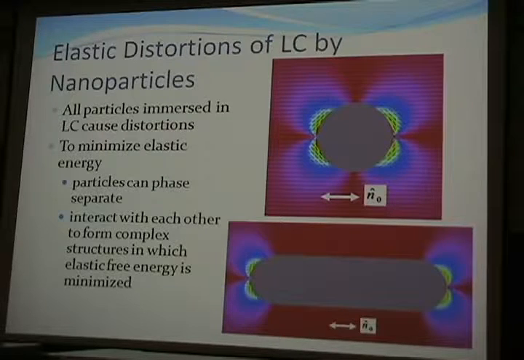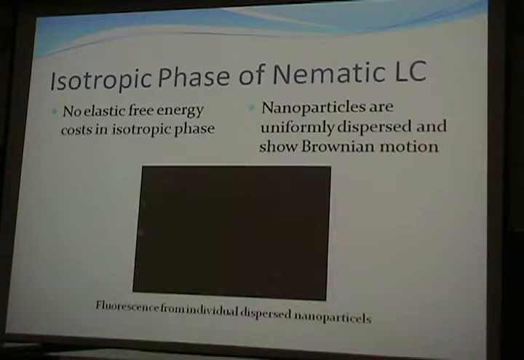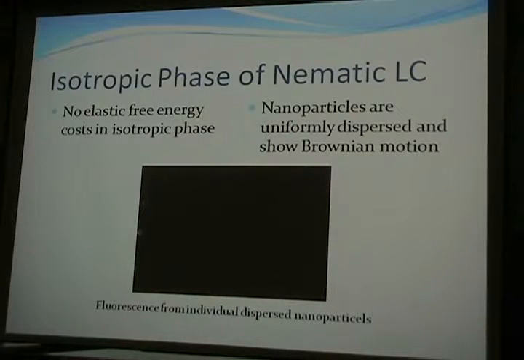But before that, let's start by looking at these nanoparticles in the isotropic phase of a nematic liquid crystal. This video will show the trend. It's not that bright in here, but what we see is that these nanoparticles are uniformly dispersed because there is no elastic free energy cost. And they undergo Brownian motion. Here we can see some blinking of some of these particles, and that's because they're going in and out of the focal plane. Let me just mention that we can detect fluorescence from individual dispersed nanoparticles with our fluorescent confocal microscope.